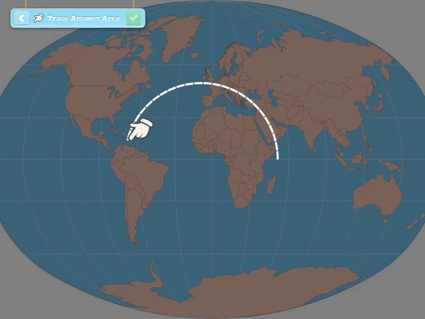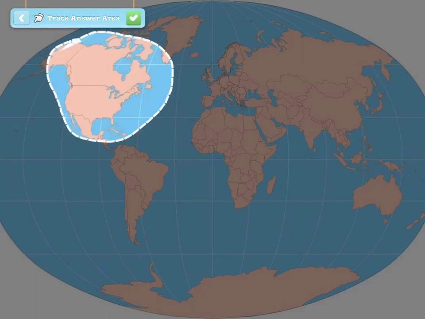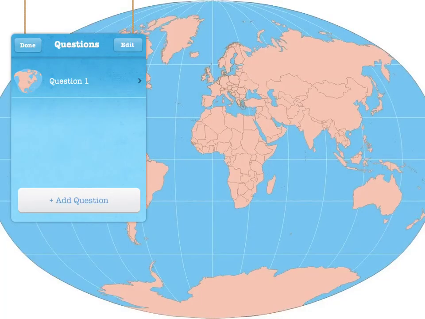Once you've asked your question, you'll be prompted to trace an answer area. As an example, if I was to ask where is North America, I would trace the answer area, and when I'm done, I would check the green checkbox. You can continue to build your activity by asking more and more questions. You simply click Add Question and continue the process.